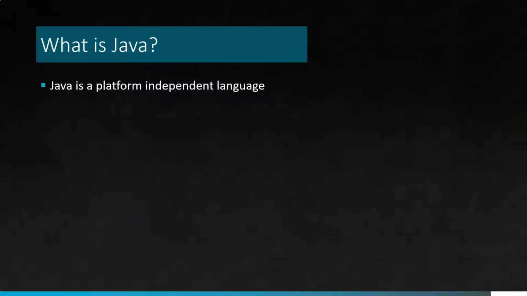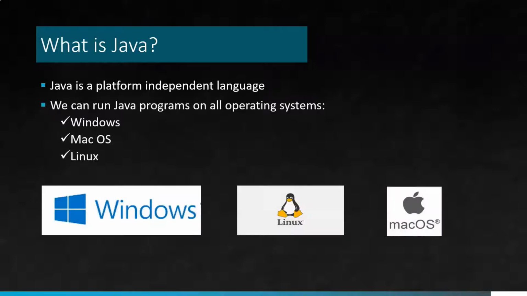Coming to some of the important features of Java, the most striking feature of the Java programming language is, irrespective of where we create our Java programs, we can run it on any platform, and hence it is a platform independent language, which means there is no dependency on the platform where we want to run our Java programs. So we can run Java programs on all operating systems, including Windows, Mac OS, Linux, and many more.